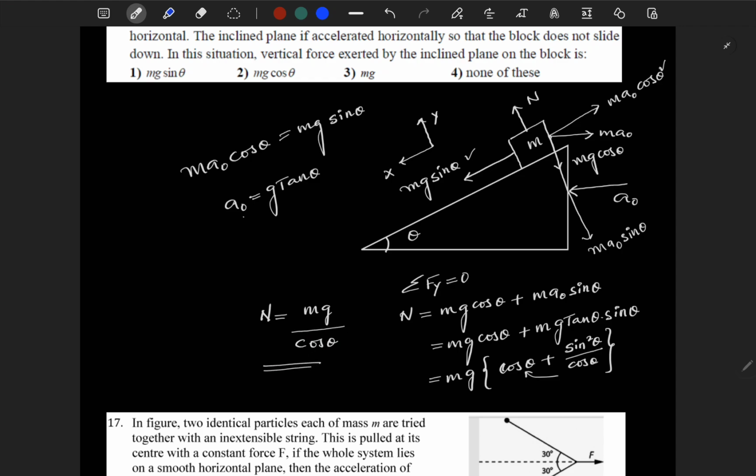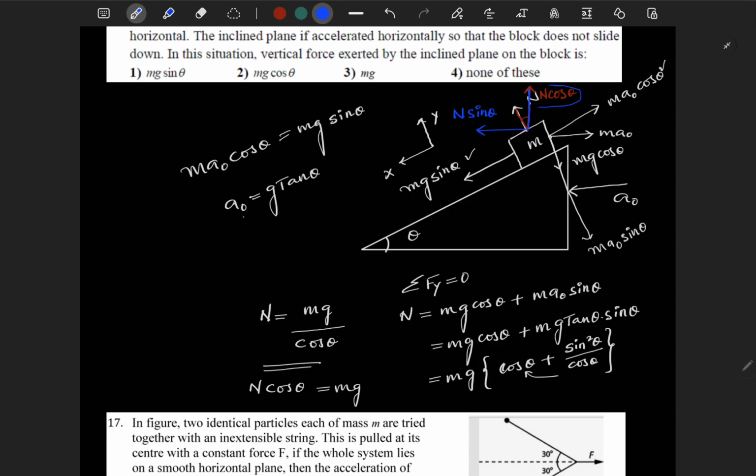But what is asked is the vertical force exerted by the inclined plane. So n is a normal force, but that's not vertical. So if you make two components, n cos theta is mg. Now if you observe, this is n, so I'm making the components of n. You can see here n is in this direction, this is theta, so this is n cos theta. I'll change the color here. This is n cos theta and this is n sin theta.